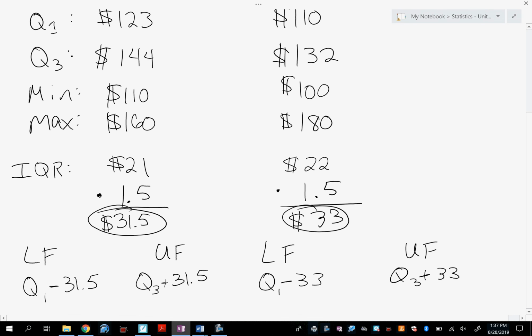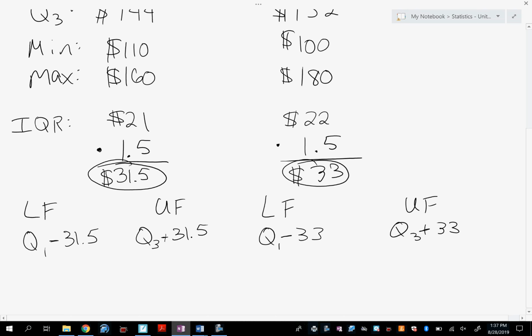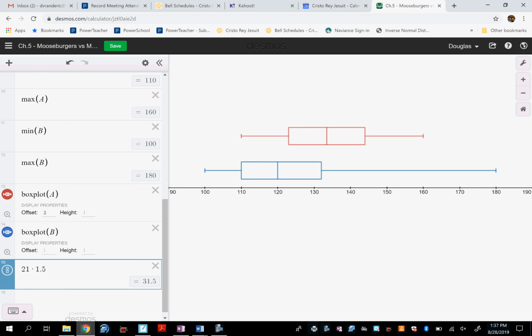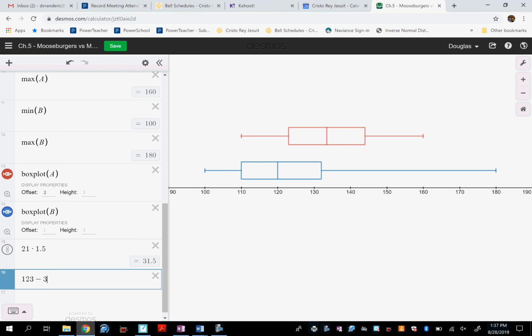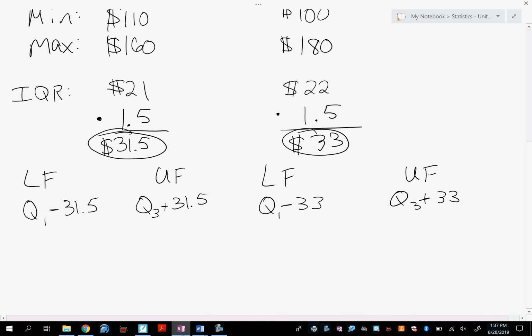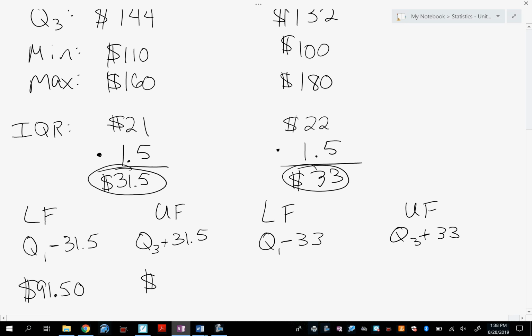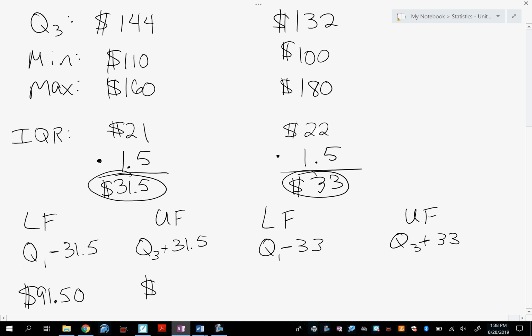What is 123 minus 31.5? 123 minus 31.5 is 91.5. So our lower fence is 91.5. What about our upper fence? What is 144 plus 31.5? Did you add the minimum or did you add the quartile 3? So do 144 plus 31.5. It's going to be 175.5, right? Yes, Charlize? Yes. Okay, cool.